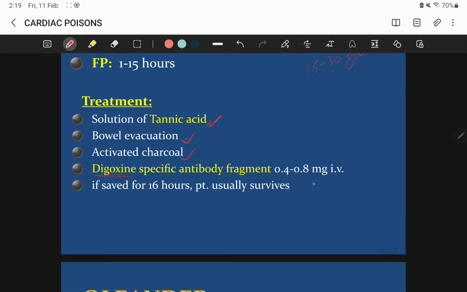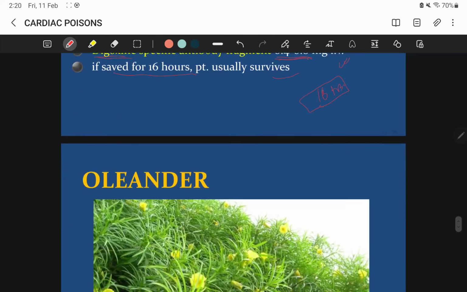The digoxin-specific antibody fragment is given 0.4 to 0.8 mg IV. If the patient survives for 16 hours, they usually survive. So the target is to keep the patient alive for 16 hours, by symptomatic treatment or specific treatment like tannic acid solution, bowel evacuation, activated charcoal, and the digoxin-sensitive antibody fragment.